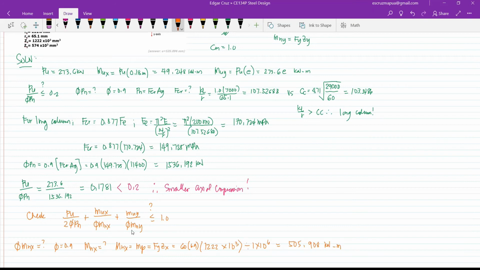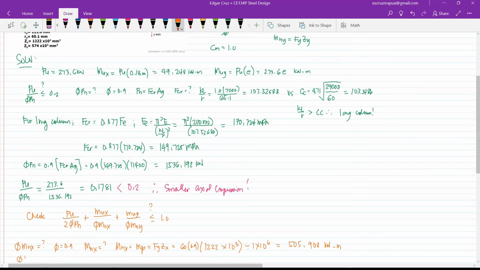Now, how about for MNY? So, ganun din, no? So, phi niya is 0.9 flexure. So, ano yung MNY? Okay, yung MNY, since again, compact section siya, so that would be plastic din, MP.